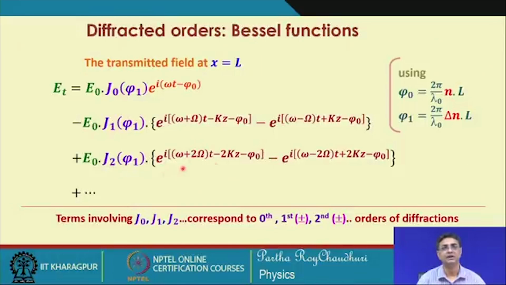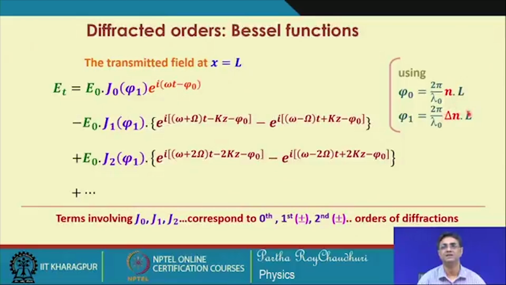Then this is the second order, with twice omega here and twice omega here, this is minus and this is plus. So, it tells you that this is the +2 order, and this corresponds to the -2 order. You see that phi 0 will be the base refractive index term, twice pi by lambda. So, this is the phase of the light which will travel through the medium if there is no acoustic wave, but because of the acoustic wave there will be a formation of the grating.